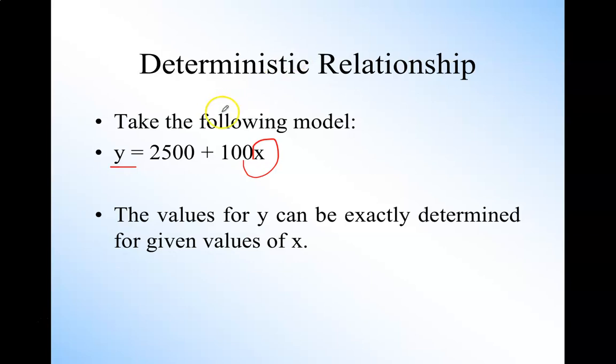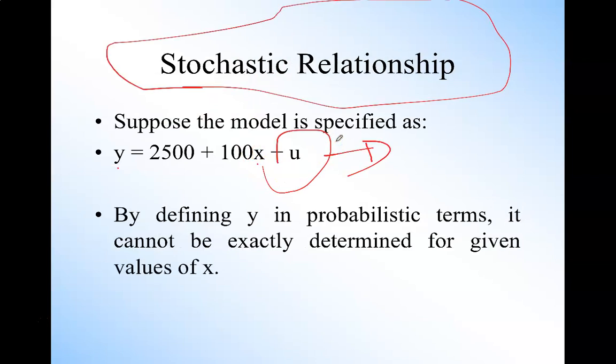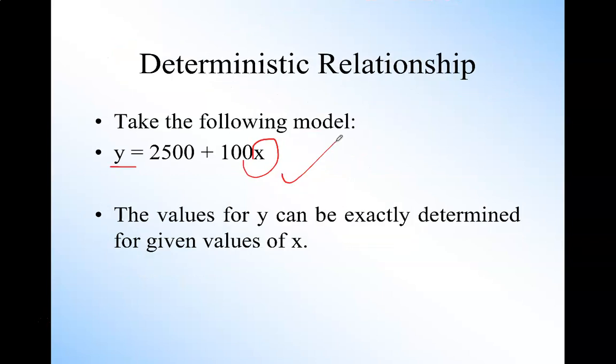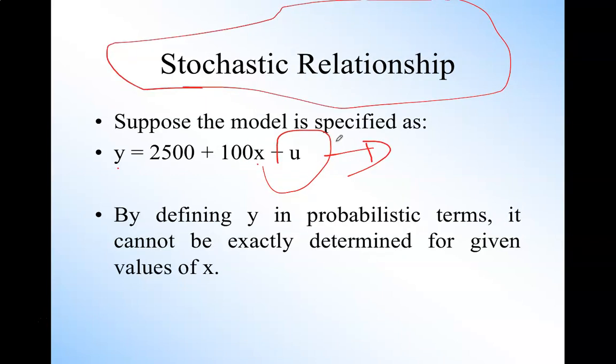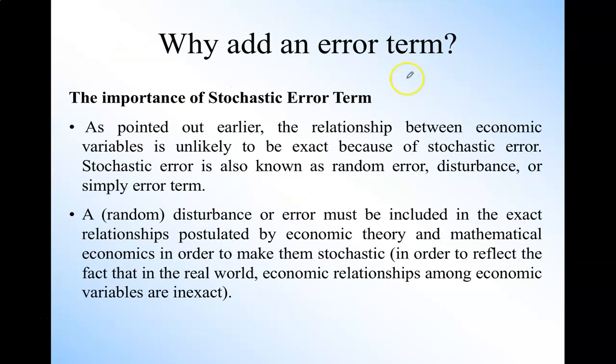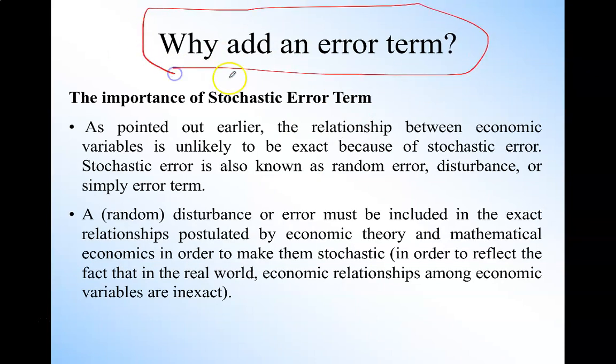This is mathematics, and this is statistics. That's the difference between mathematics and statistics. All right. Why add an error term? Why do we want to add the error term? Based on our last discussion in chapter number 1, especially why we need to add a stochastic error term?